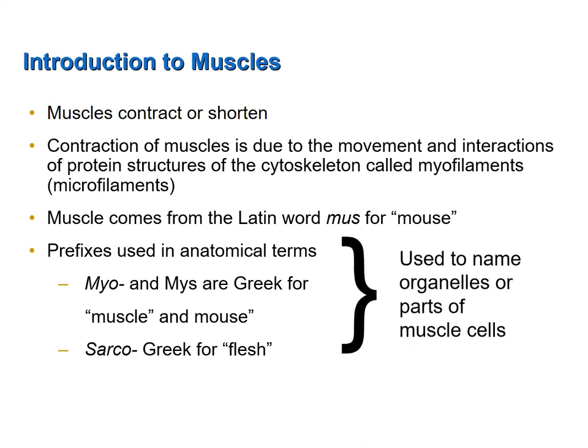So as you study the gross and microscopic anatomy of the muscles of the body, you will become familiar with myo, mys, and sarco, as they are typical prefixes for many anatomical terms.